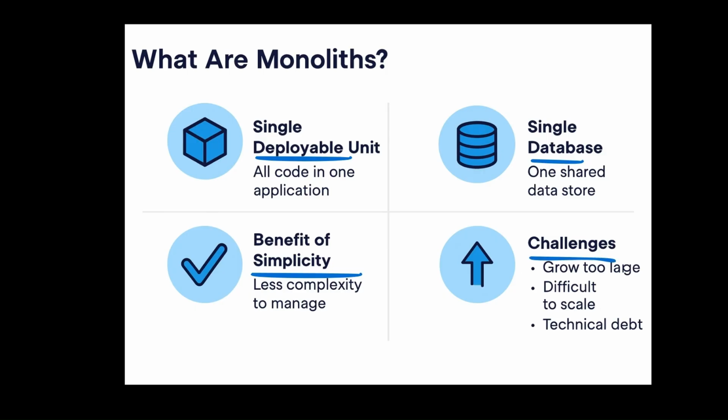Challenges: growing extremely large. As the application grows, the code base becomes harder to understand and maintain. Small changes can have unexpected side effects. Technical debt: because everything is tightly connected, technical debt builds up fast, making refactoring risky and time consuming. Since the whole monolithic application is deployed on a single server, eventually the application becomes too big for one machine. Scaling requires vertical scaling, bigger servers, more RAM, which has limits and becomes expensive.